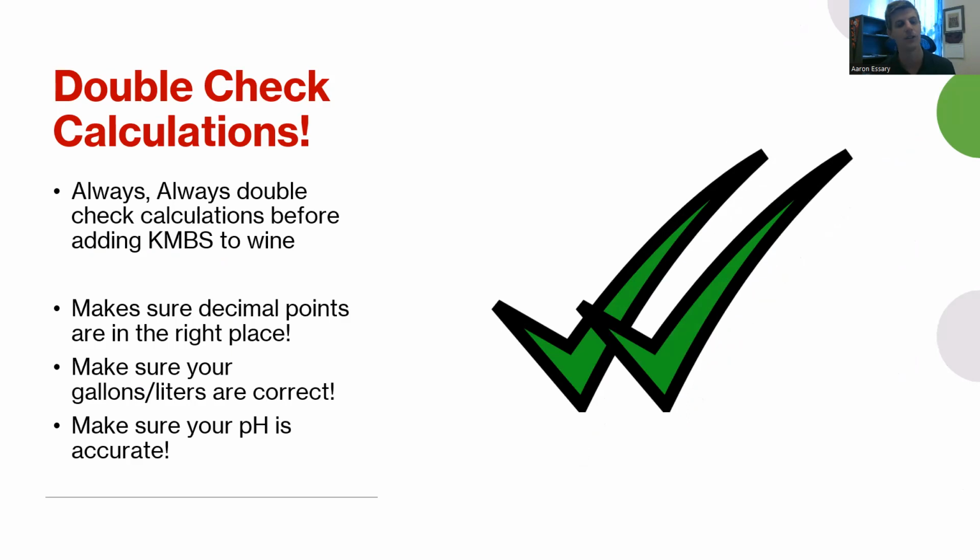you're not really doing a whole lot. You need to acidulate it down, really 3.8 if you can. And then make sure you're good from there. So again, always double check your calculations.